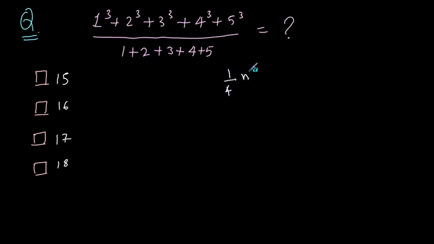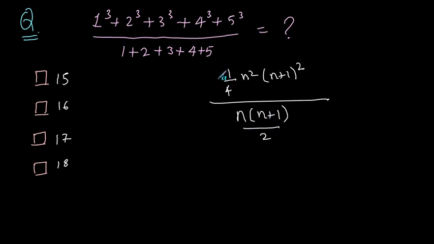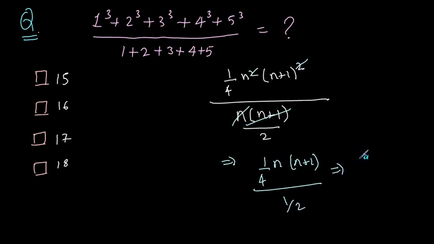1 by 4 into n square into n plus 1 the whole square divided by, this is a series of natural numbers till 5, so this is n into n plus 1 by 2. Now we can evaluate this. We can cancel out n because both the numerator and denominator have the same term. So this n gets cancelled out with this n. This n square becomes n raised to 1, and this n plus 1 can get cancelled out with this n plus 1. Now we have 1 by 4 into n into n plus 1 divided by 1 by 2. This 2 and this 4 can get cancelled out, so this is 2, this is 1.